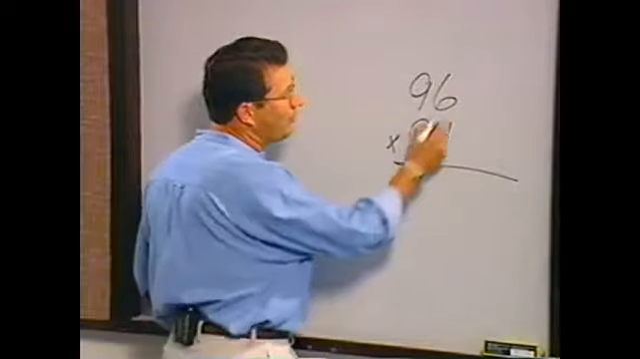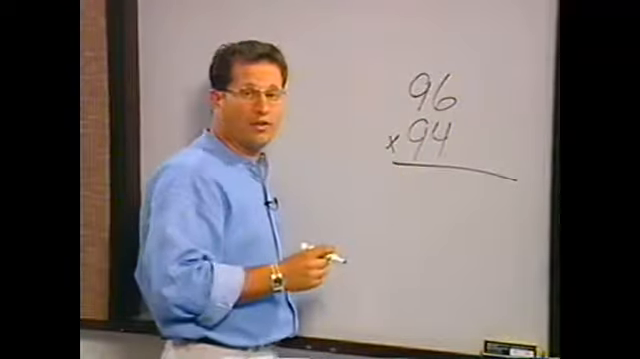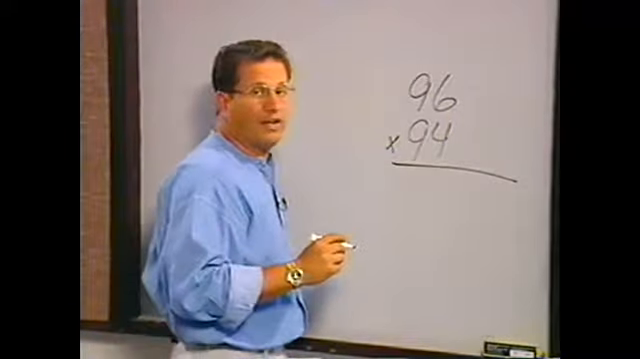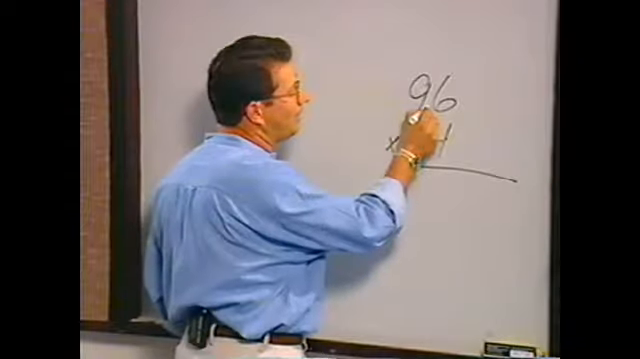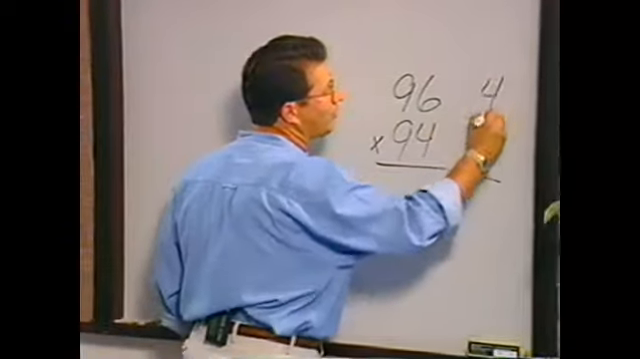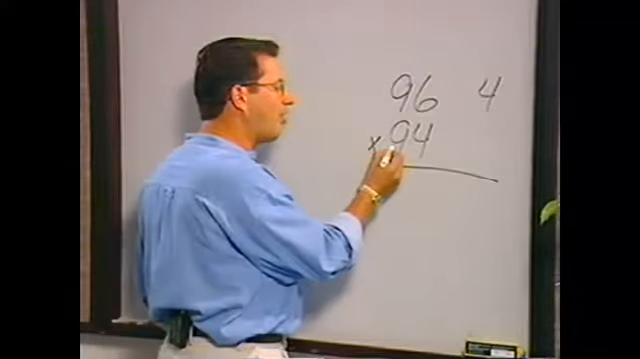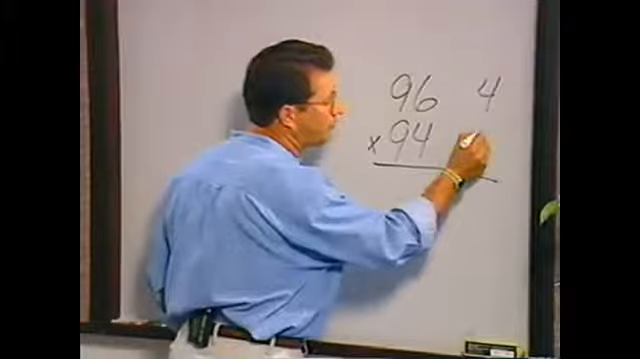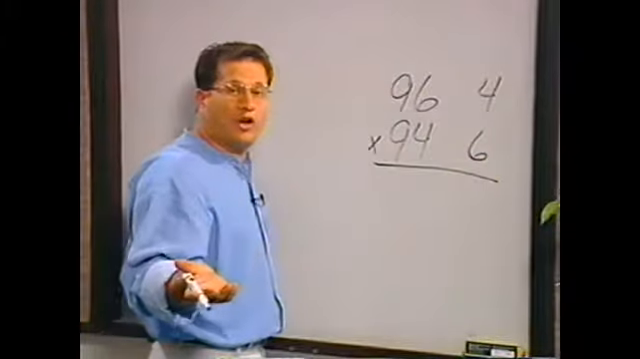Here's how it works. These are both relatively close to 100. So what I'm going to do is look at how far 96 is away from 100. How far away from 100 is 96? 4. So let's put a 4 over here to the right. Now, how far away is 94 from 100? 6. So let's put a little 6 over here.